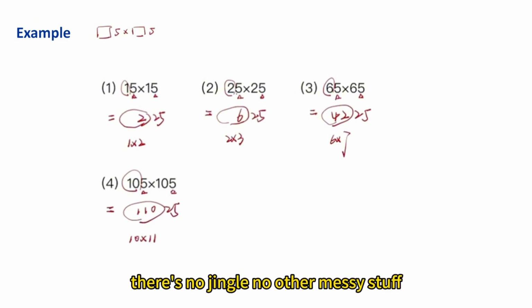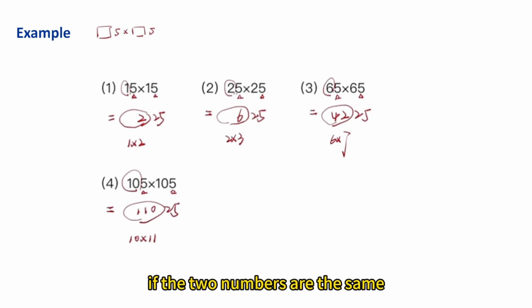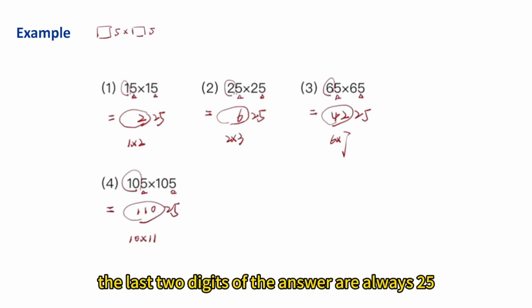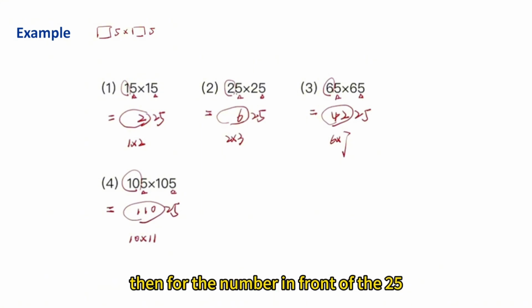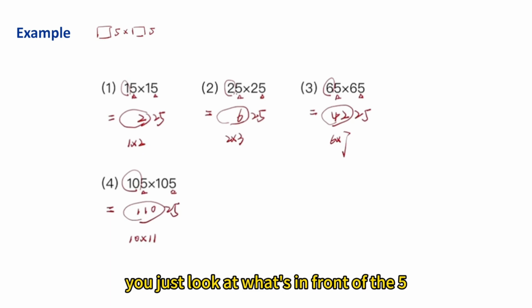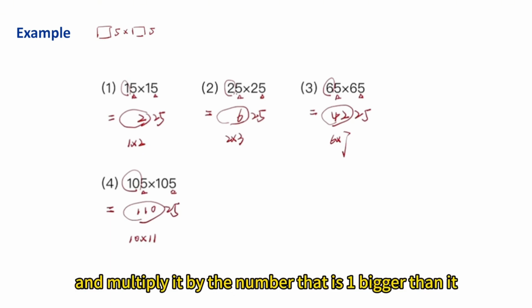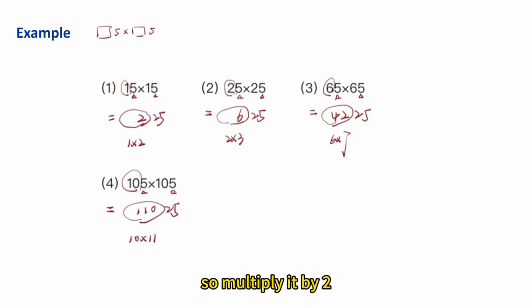So how do we do it? There's no jingle, no other messy stuff. This is very simple. Look, for any something 5 times something 5, if the 2 numbers are the same, you just have to remember that the last 2 digits of the answer are always 25. Then for the number in front of the 25, look, what is the number in front of the 25? You just look at what's in front of the 5. In front of the 5 is a 1, right? So you take 1 and multiply it by the number that is 1 bigger than it. So multiply it by 2, 225.